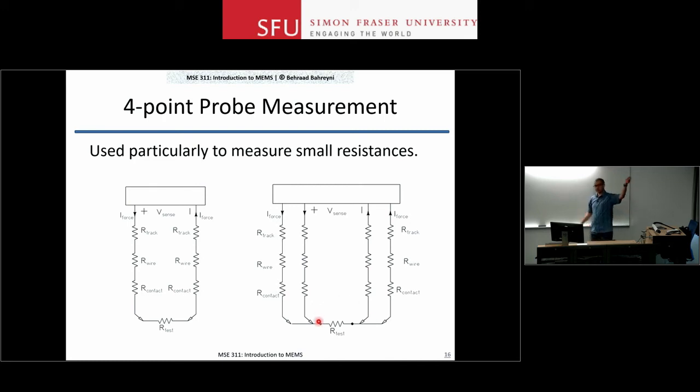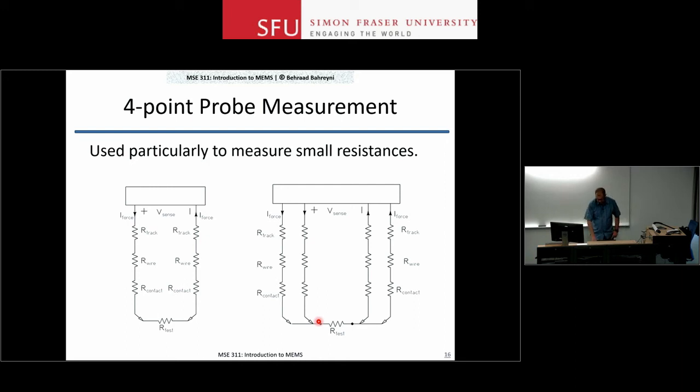If I know I force and I know the voltage across R test, I can estimate the value of R test accurately. So this is a very important measurement technique if you're measuring especially small resistances, right? Small, again, is relative, but we're talking about resistors on the order of ohms or tens of ohms.